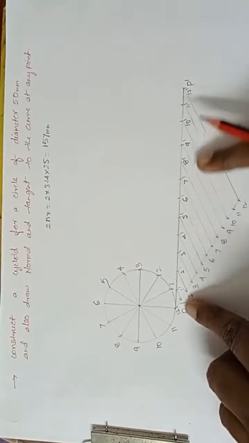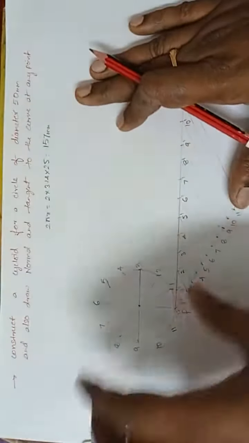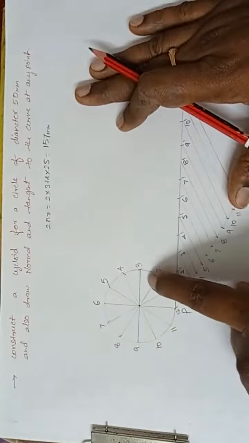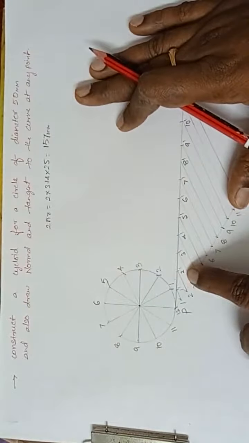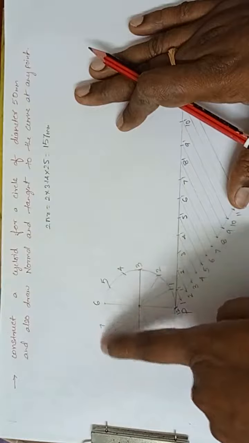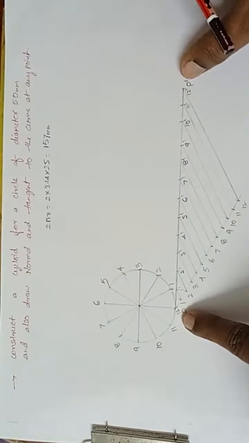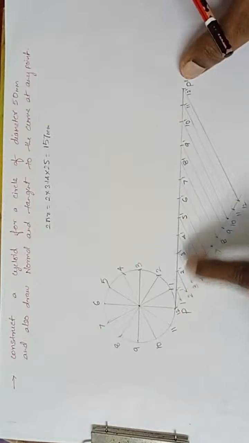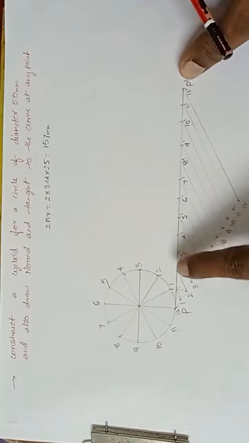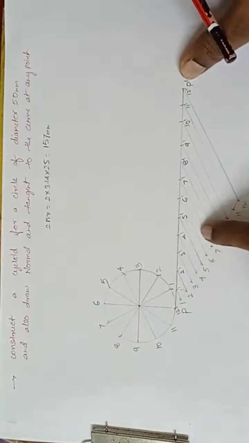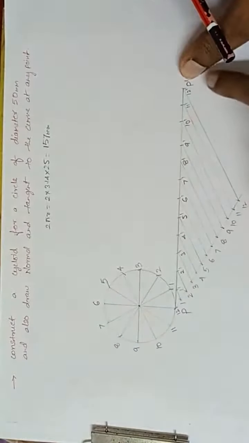Done. What does it mean? 1 dash, 2 dash, 3 dash, 4 dash, all these are equal parts. It means if the circle is rolling, 1 will touch 1 dash, 2 will touch 2 dash. Because I have divided this circle into equal parts, and also I have divided the circumference of the circle, that is PP dash, into equal parts, 1 will touch 1 dash, 2 will touch 2 dash, 3 will touch 3 dash, 4 will touch 4 dash, and so on up to 12 dash.